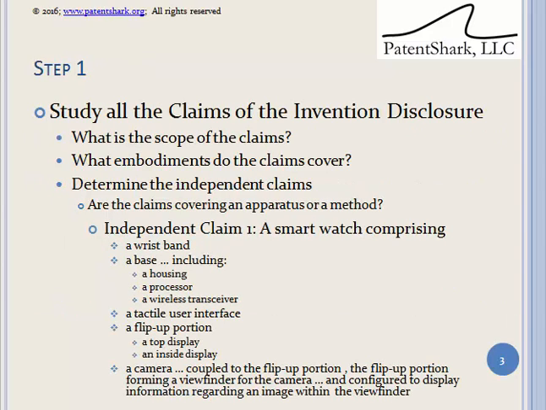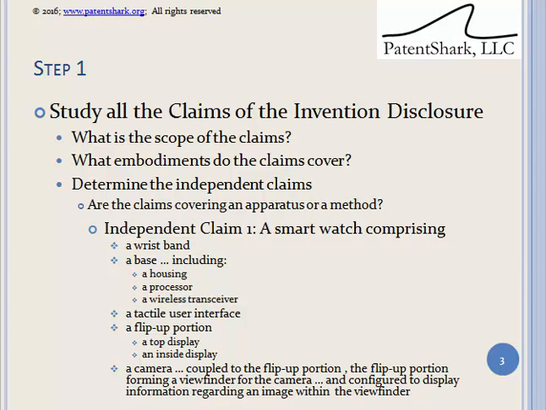In step 1 of this module, let's revisit the claims at a high level. To determine the scope of the claims, let's look at the purpose of the claims. In other words, what do the claims define in technical terms? Let's look at Independent Claim 1. Independent Claim 1 defines a wristband, a base, the base including a housing, a processor, and a wireless transceiver, a tactile user interface, and a flip-up portion having a top display and an inside display.